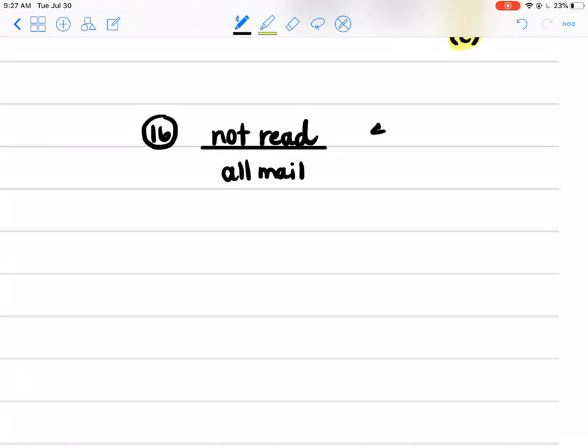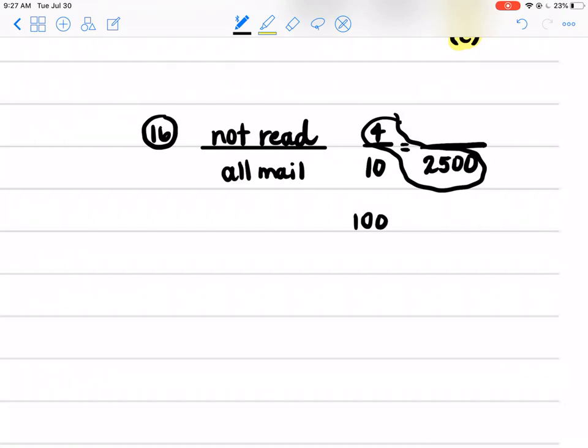So 4 pieces out of 10 are not read. And at our houses, about 2,500 pieces of mail arrive each year. So we're doing 4 times 2,500, which is 10,000, divided by 10. That means I am throwing away into the recycle bin 1,000 pieces of mail, unread, every year.